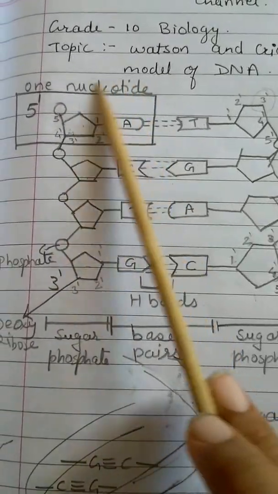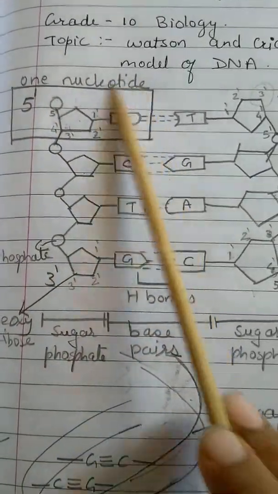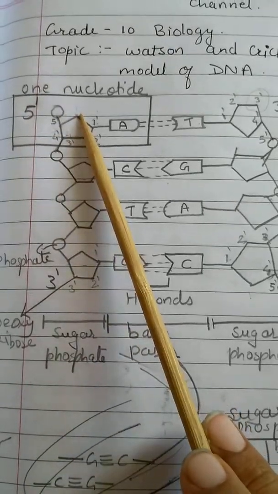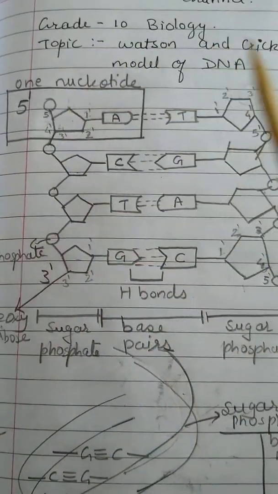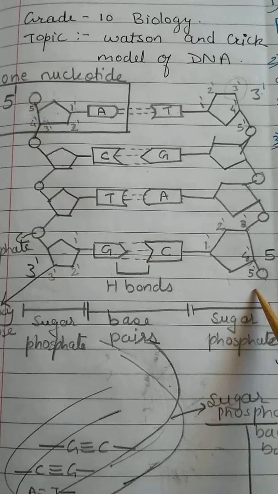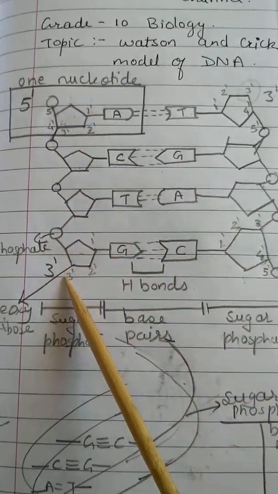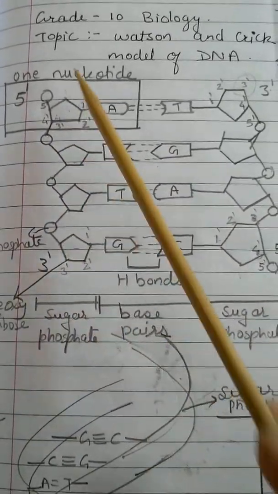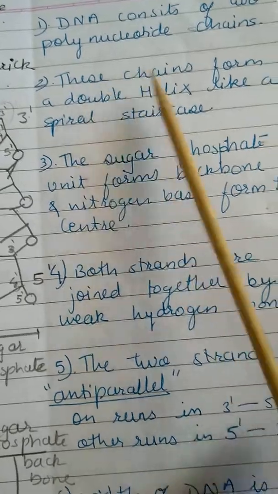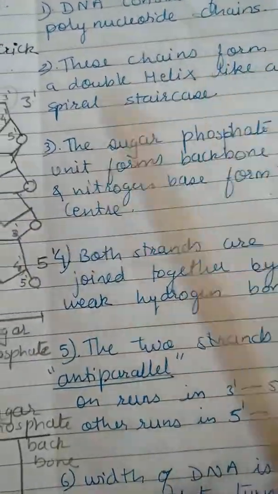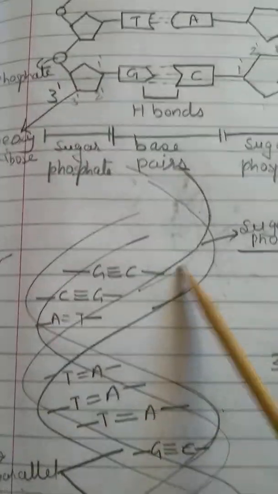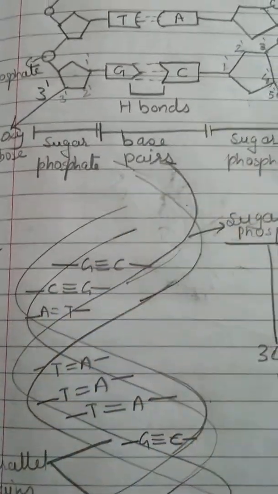Here this is the structure of the DNA molecule. This is a pentose sugar, a phosphate and a nitrogen base. This entire molecule is called one nucleotide. So this is one nucleotide, and the DNA consists of two chains. This is one chain and this is the other chain of nucleotides.